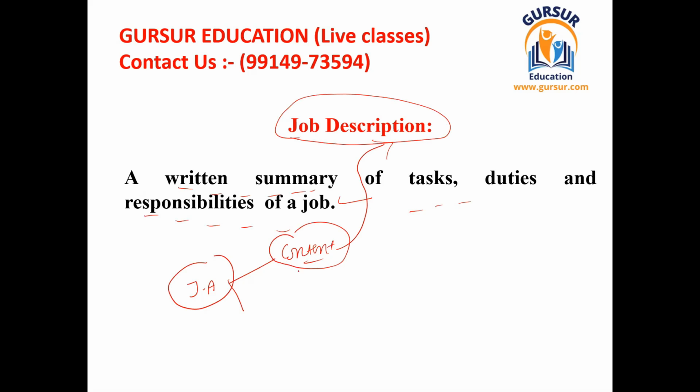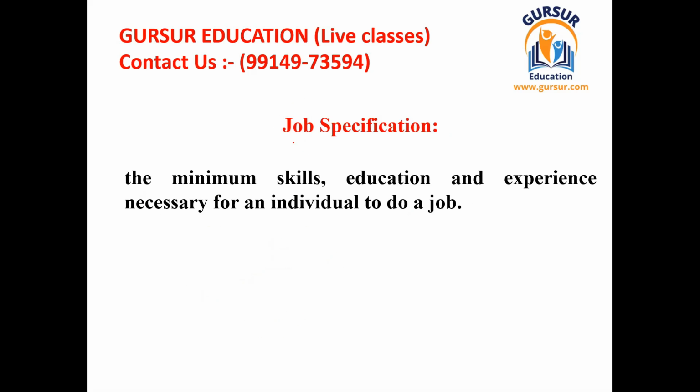And what is the next one? This is human resources specification. This is the next one. This is the job specification. So this is the summary of skills, education, and experience of an individual to do a job.